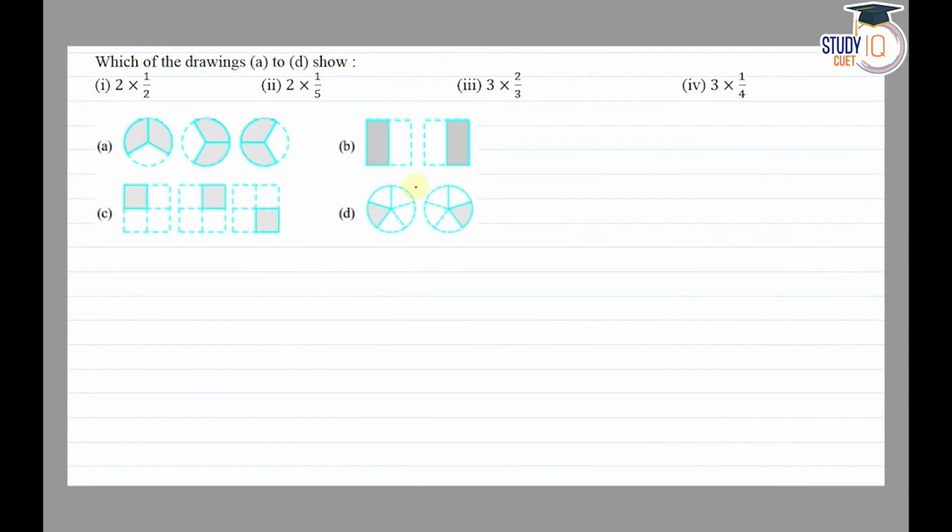Hello everyone, this question appears in the class 7th NCERT chapter of fractions and decimals. This is the first question of exercise 2.2. The question says: which of the drawings A to D shows?